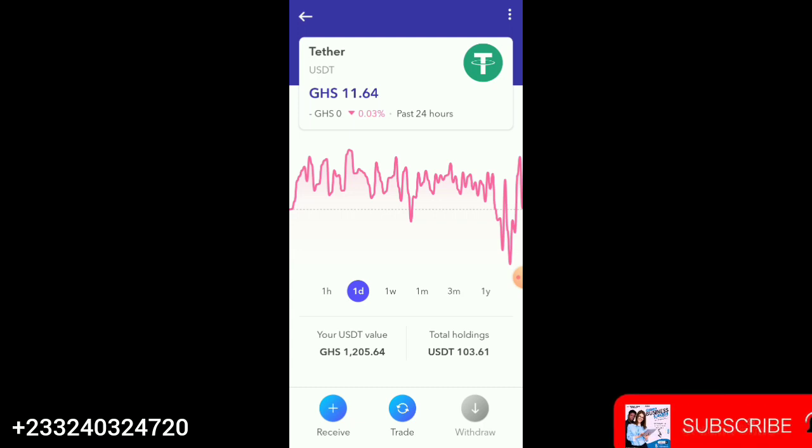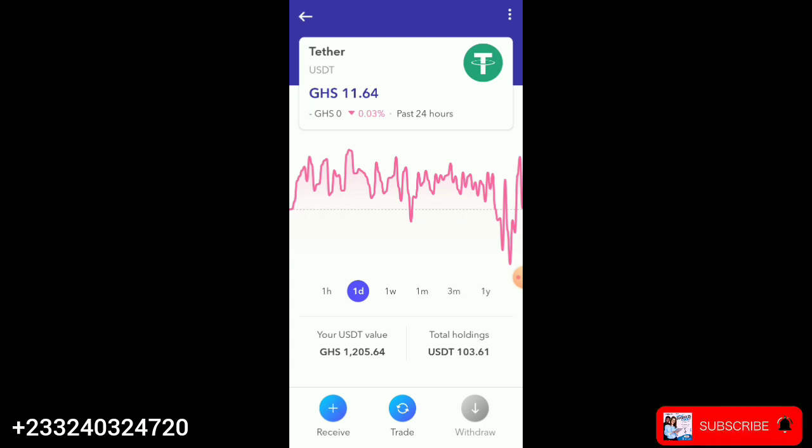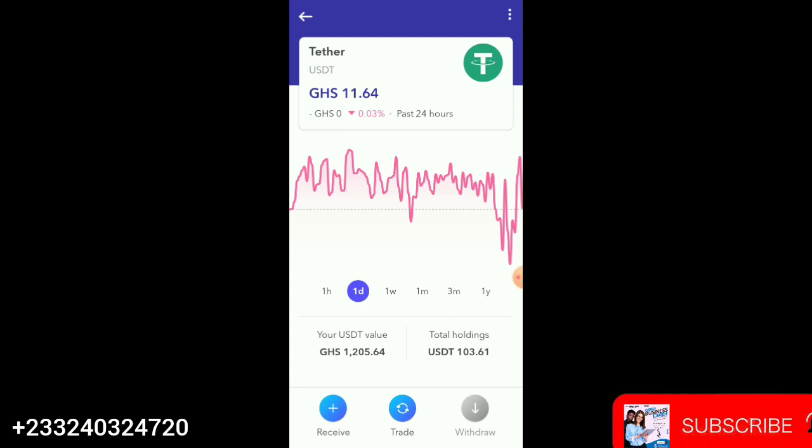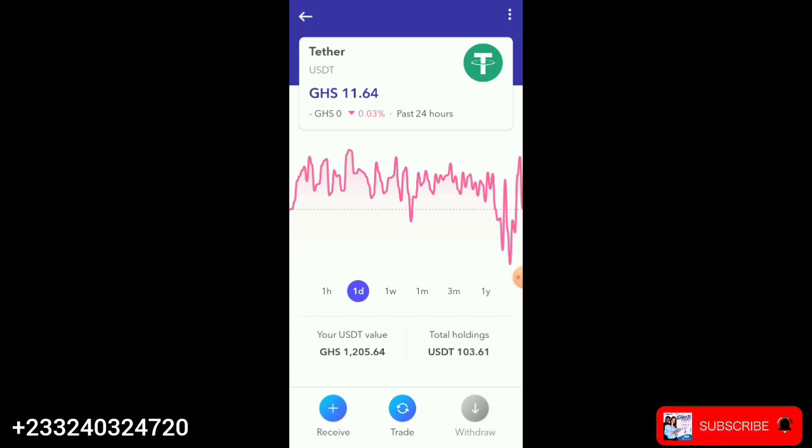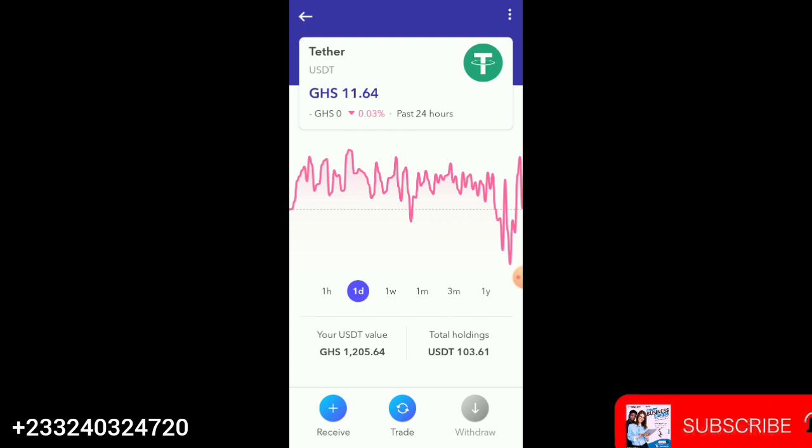Let me show you the reason why I deposit. I sold 100 USDT on Binance, I hope yesterday I showed you, and I got 1,245. When I took that 1,245 here, I was able to buy 103.61 USDT. So meaning if the withdrawal process comes back, I'll withdraw 103.61, meaning I've made 3.61 interest.